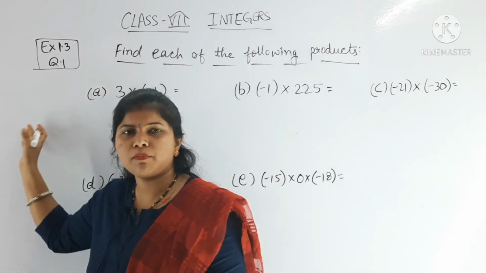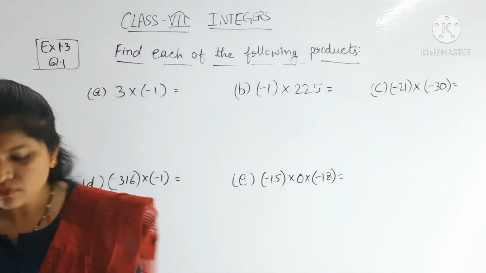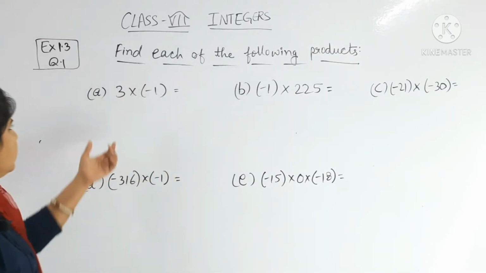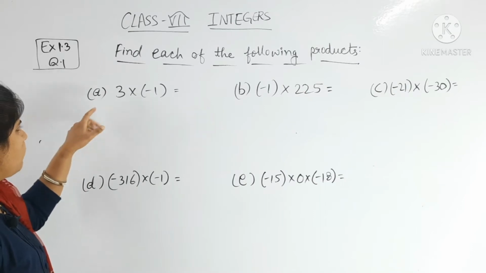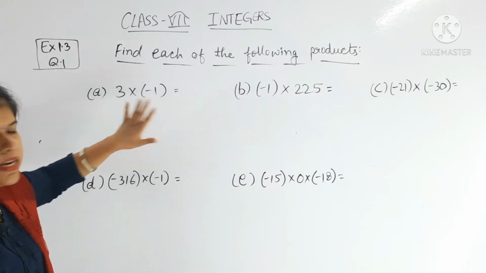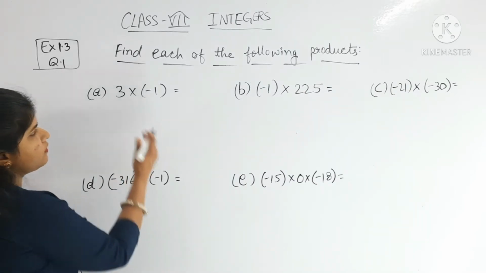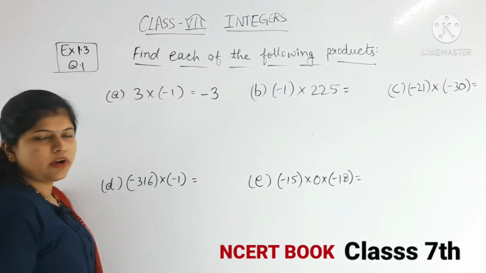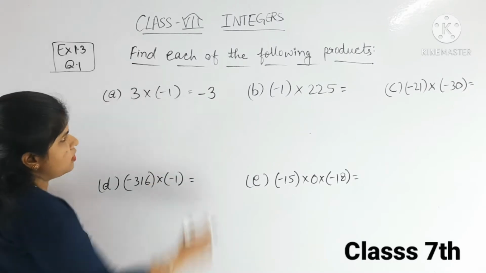Let's move to exercise 1.3, question number 1. What the question number 1 is: find each of the following products. That is, we have the first part, 3 into minus 1. So we know 3 ones are 3, and plus minus is minus. Okay, that is the first part.